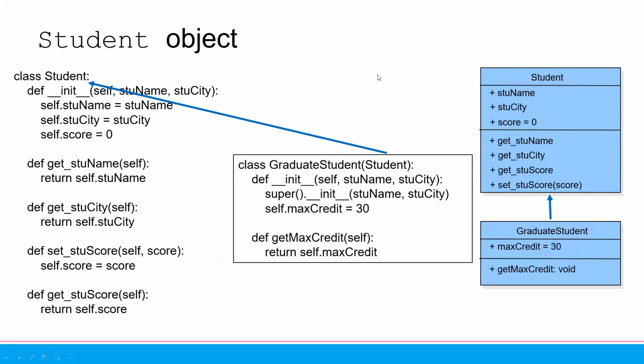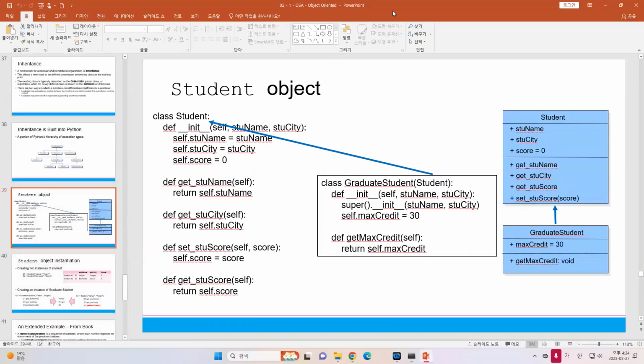Now, let's see how we can make this kind of OOP problem. If you look at this, how many data members do we have? Yeah, 3 data members. And how many methods do we have? Yeah, 4. Now let's try to make this one in Python.